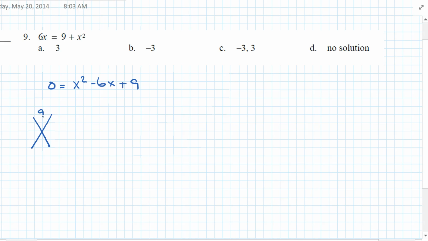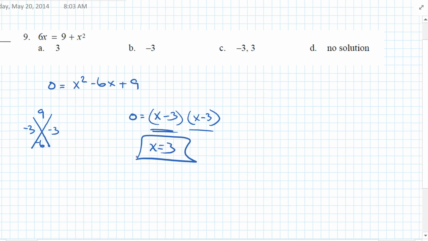Two numbers, product of 9, sum of negative 6. Well, this looks like a perfect square trinomial. So negative 3 times negative 3 would give me 9, and the sum of that would be negative 6. So 0 equals x minus 3 times x minus 3. So the root of each of these would be x equals 3. Only possible answer, number 9, is A.